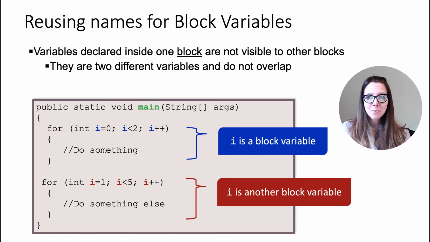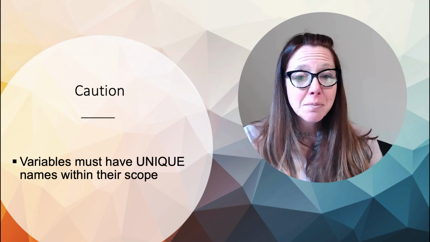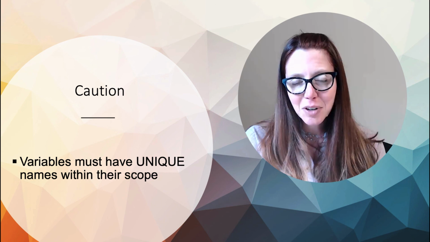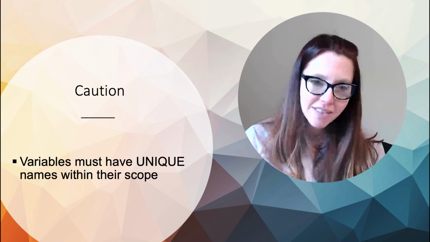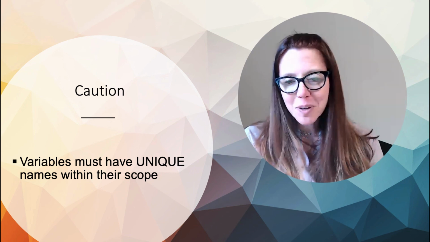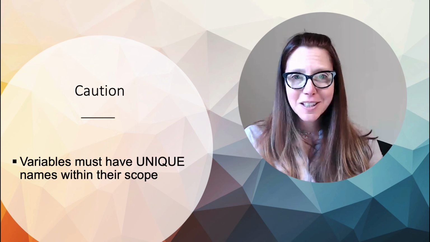In fact, many programmers use I, J, and K for their loop variables without any issue. The takeaway: variables must have unique names within their scope. You can't declare a second variable with the same name that is within scope. However, if you're familiar with variable scope, you might find that you can reuse names quite a bit within your code.